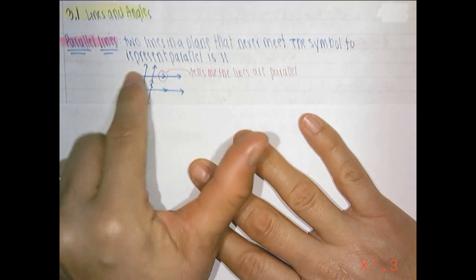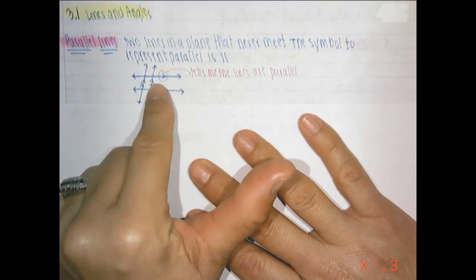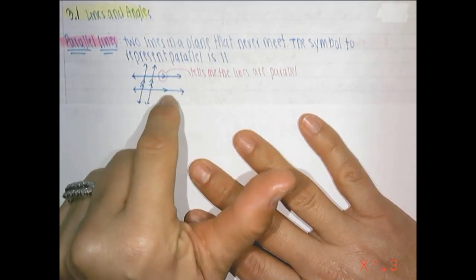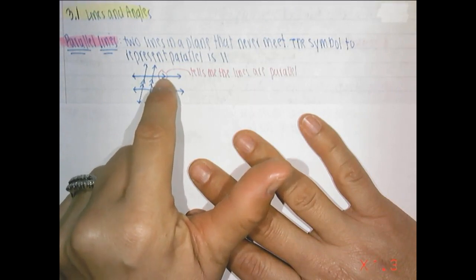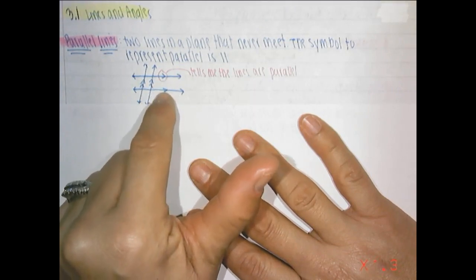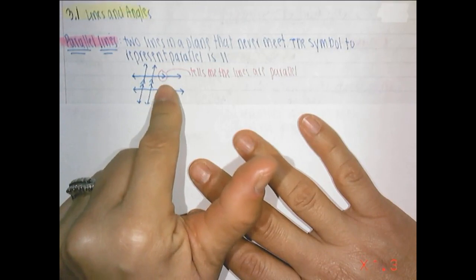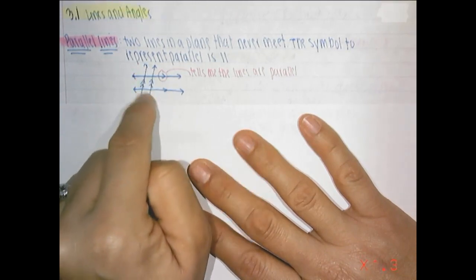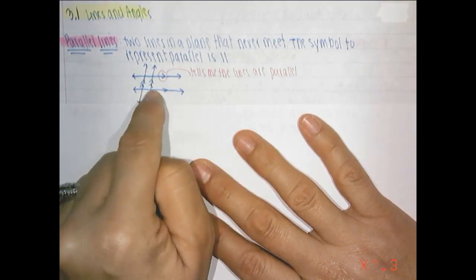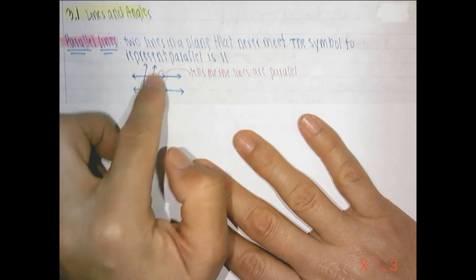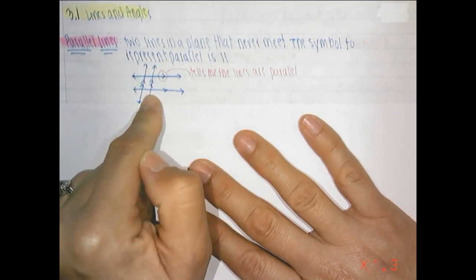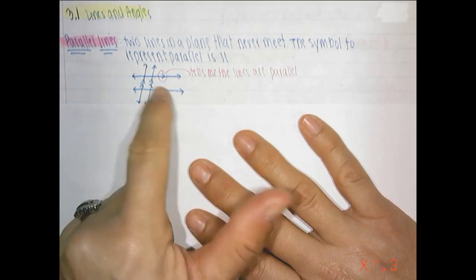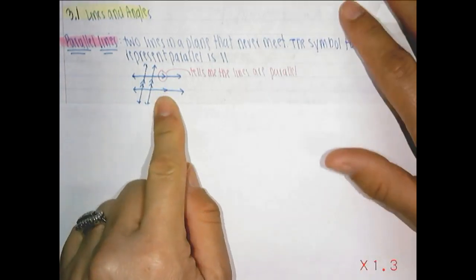If we saw these 2 lines and we wanted to assume that they were parallel, we would have to look for these little arrows. Notice how this has 1 arrow and this has another arrow? These 2 lines are parallel. But if you look over here, these 2 lines, this has 2 arrows and 2 arrows. So it would be these 2 lines that were parallel to each other. That is parallel lines, and this little arrow tells me they're parallel.